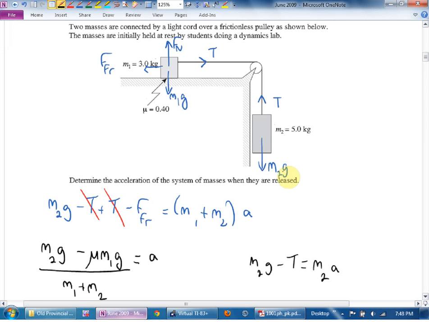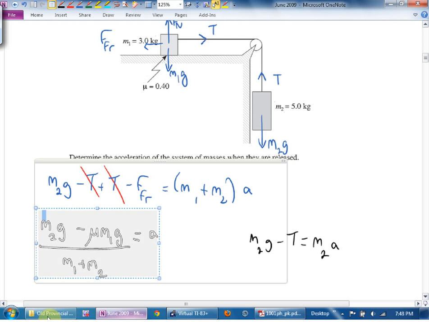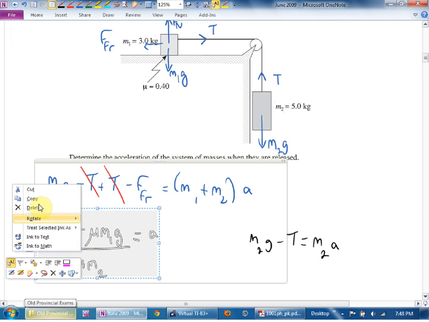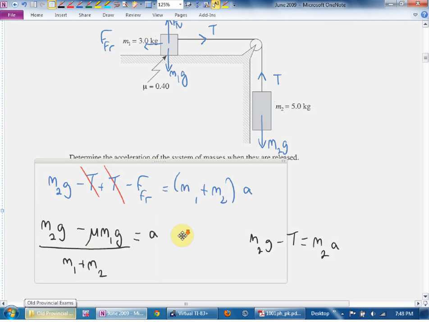Okay, I don't mind. I can do this, no problem. Right click. Copy. That is so cool. Paste.